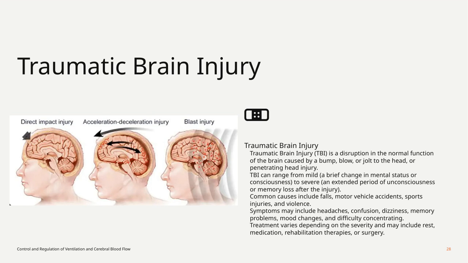Headaches, confusion, dizziness, memory problems, mood changes, and difficulty concentrating are all common signs. Treatment really depends on how severe the injury is. It might involve rest and medications, but in more serious cases, rehabilitation therapies or even surgery could be necessary. Now, understanding TBI is important because it ties into our broader theme of how the brain is affected by injuries and how we can control and regulate cerebral blood flow and ventilation to support recovery and brain health.